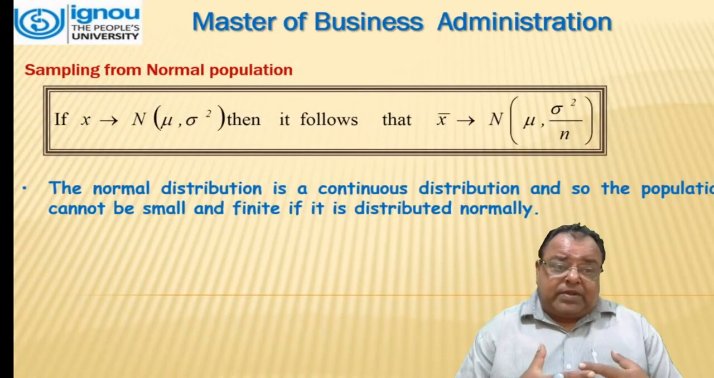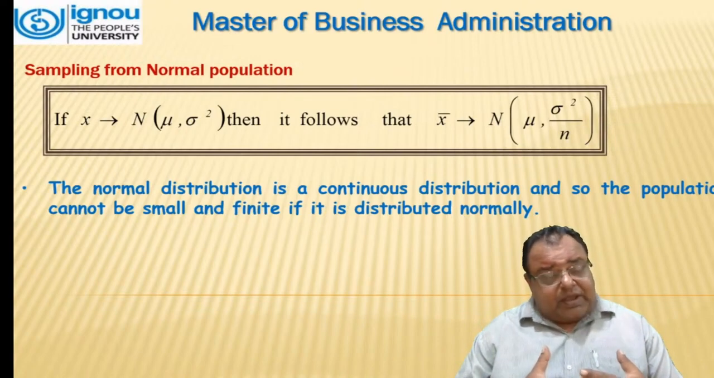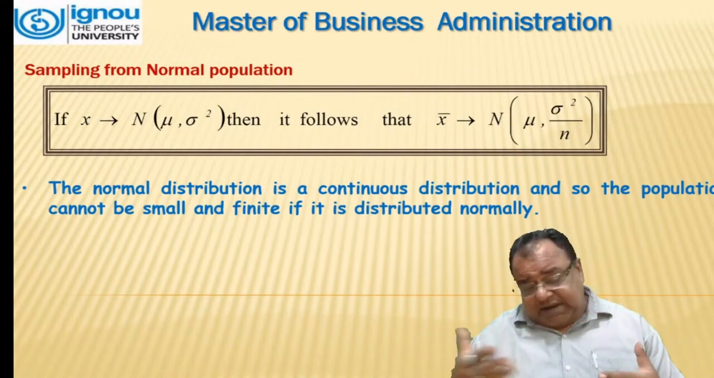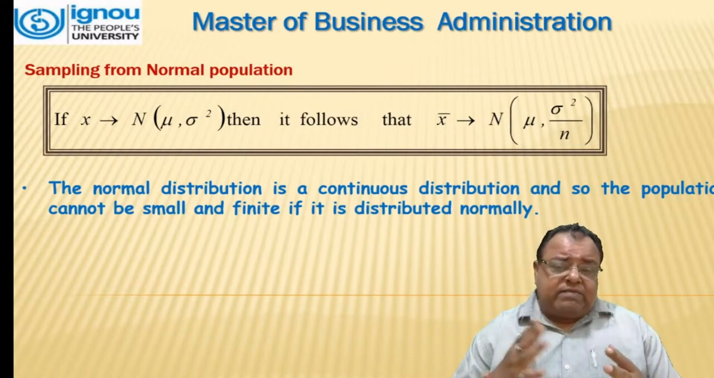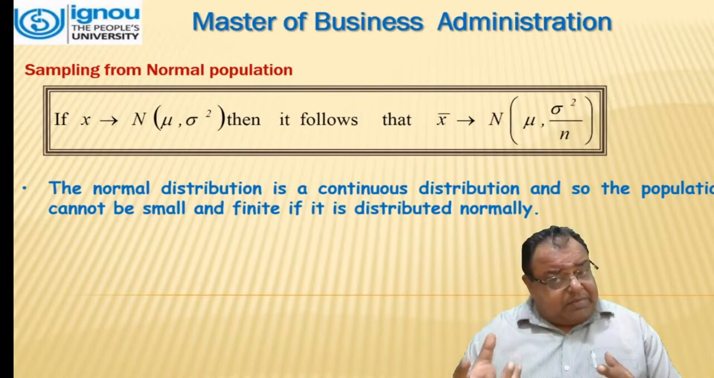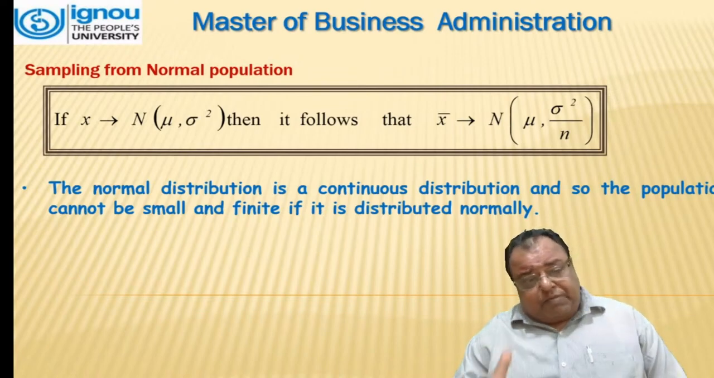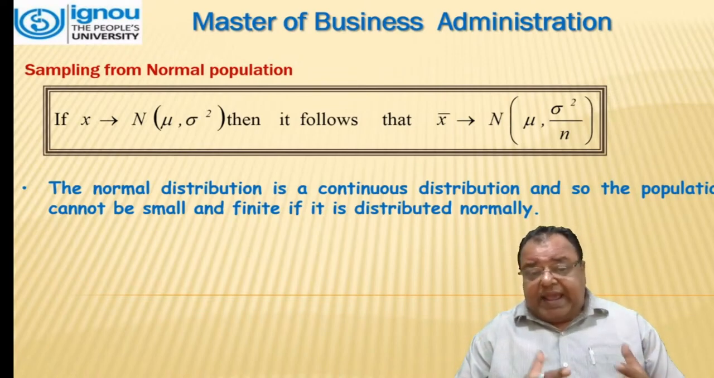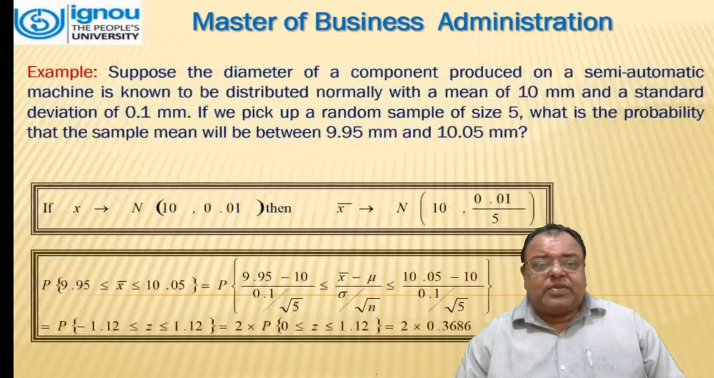Now, sampling from a normal population. If X follows a normal distribution with mean mu and variance sigma square, then we follow that x bar also follows a normal distribution with mean mu and variance sigma square upon n. This distribution is a continuous distribution, and so the population cannot be small and finite if it is distributed normally.